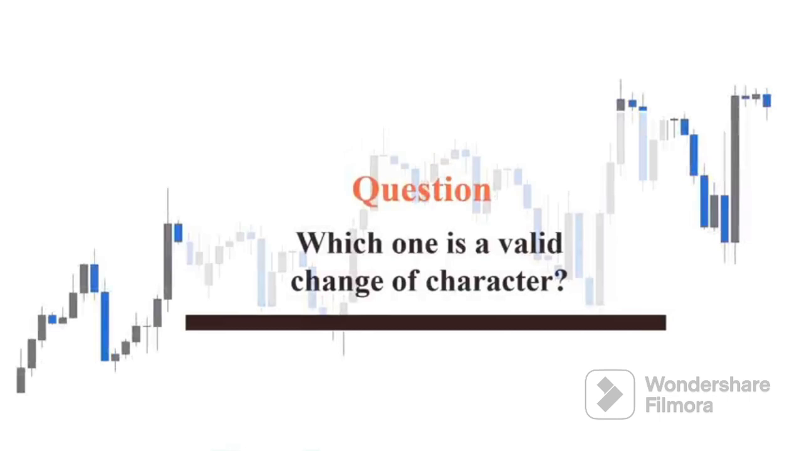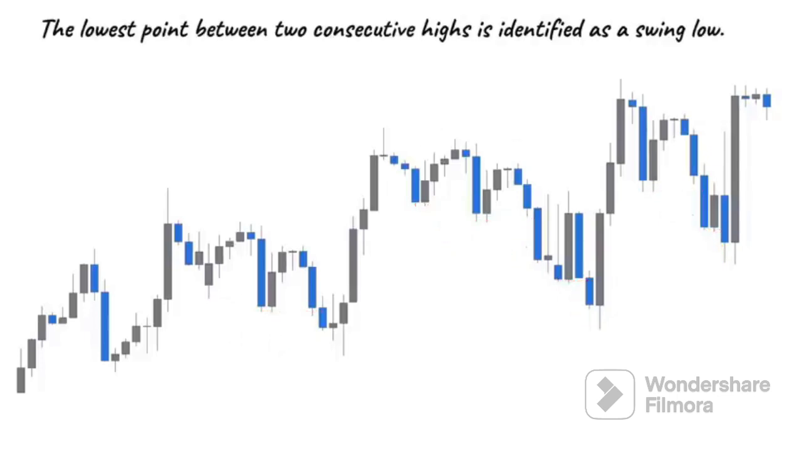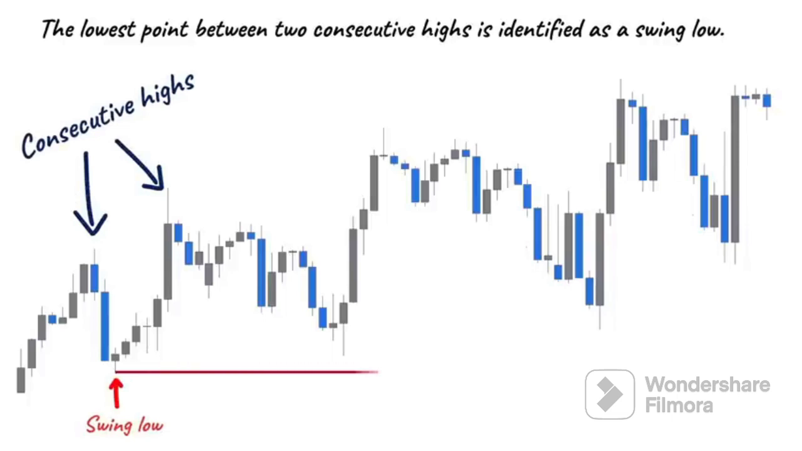So here is the question. Which of these breaks are valid and considered a change of character? To answer this question, first we must identify our swing lows. In the bullish scenario, the lowest point between two consecutive highs is identified as a swing low. Here we have two consecutive highs, so the lowest point between these two is our swing low. As long as the price stays above this level, it represents a bullish market and we will only look for buying opportunities. And for a valid change of character, we need to have a candle that breaks and closes below.